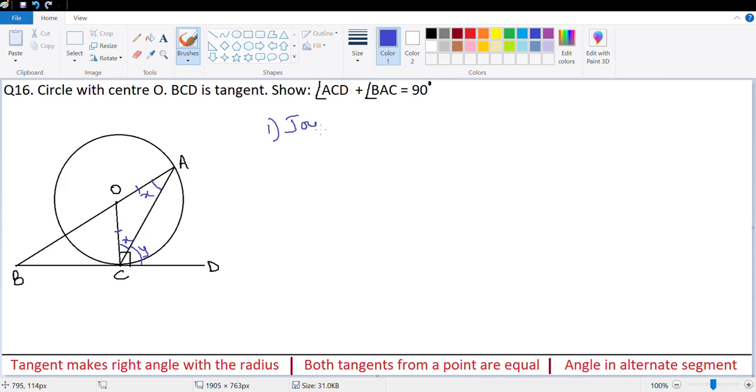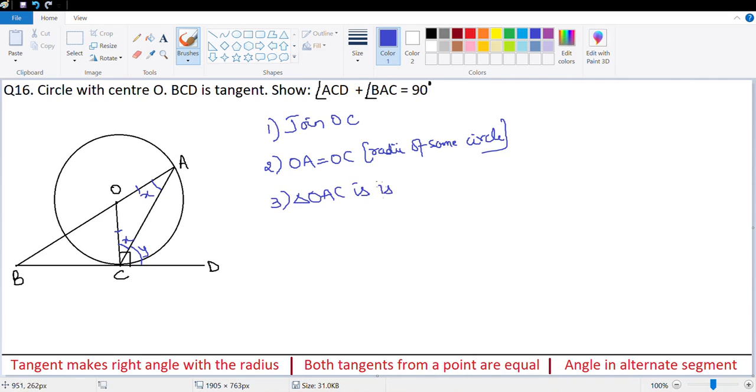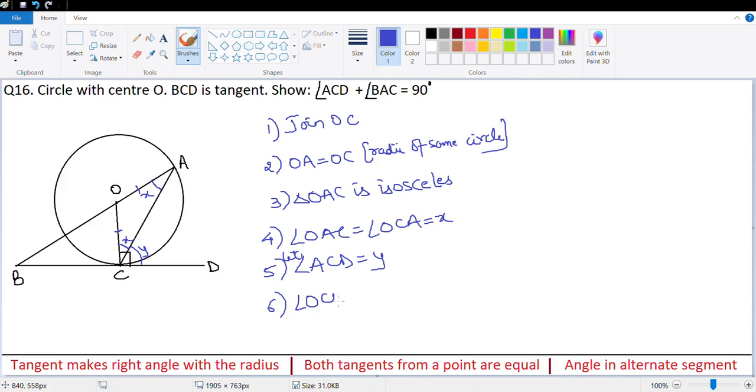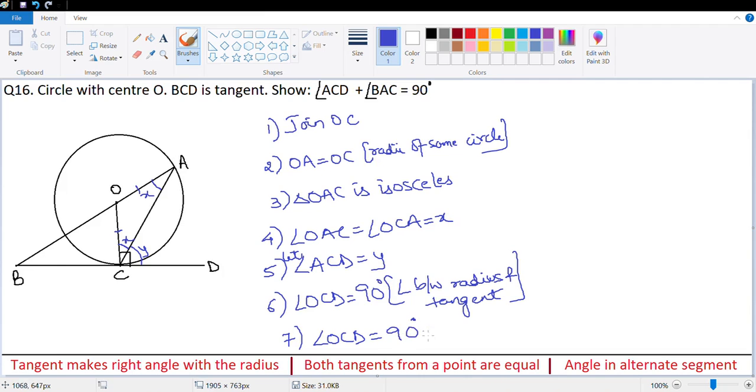Point number 1, join OC. Number 2, OA is equal to OC, radii of same circle. What this means is triangle OAC is isosceles. What this means is angle OAC is equal to angle OCA is equal to x. Point number 5, let angle ACD be equal to y. Number 6, angle OCD is equal to 90 degrees. Reason, angle between radius and tangent. So as per the diagram, angle OCD is equal to 90 degrees is equal to x plus y.